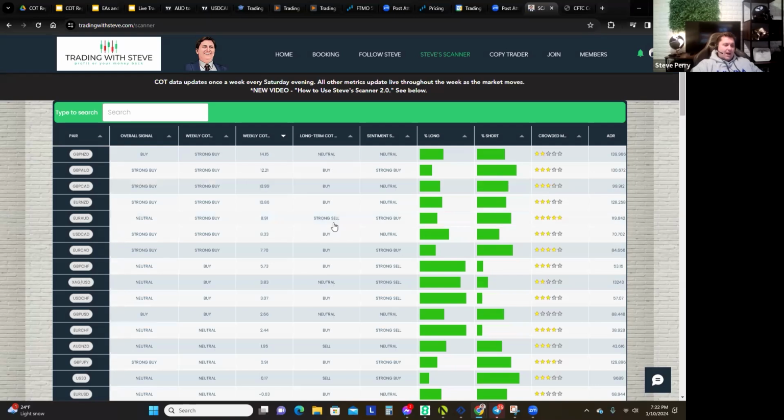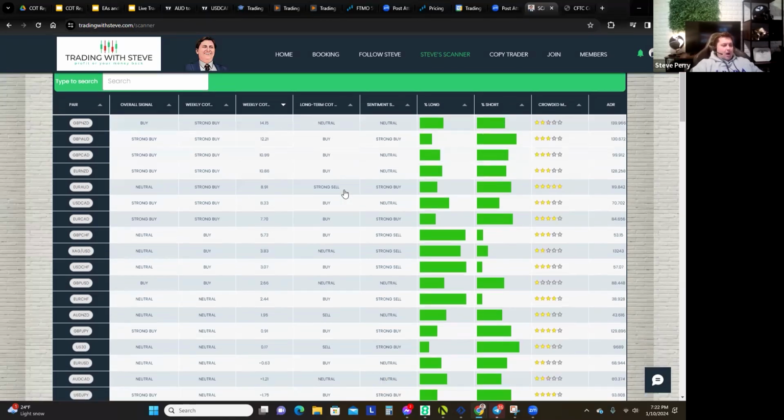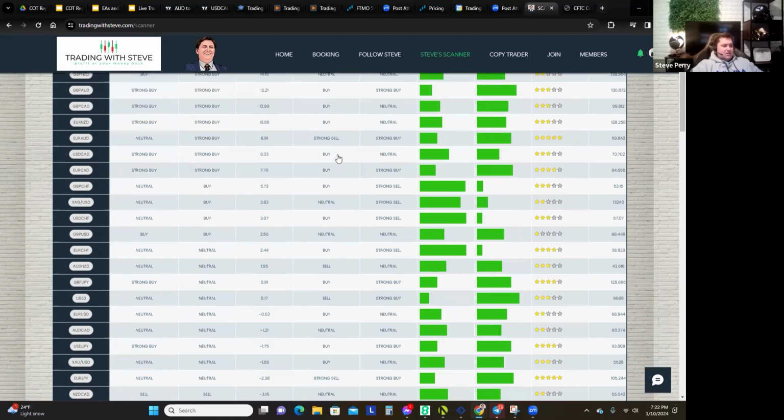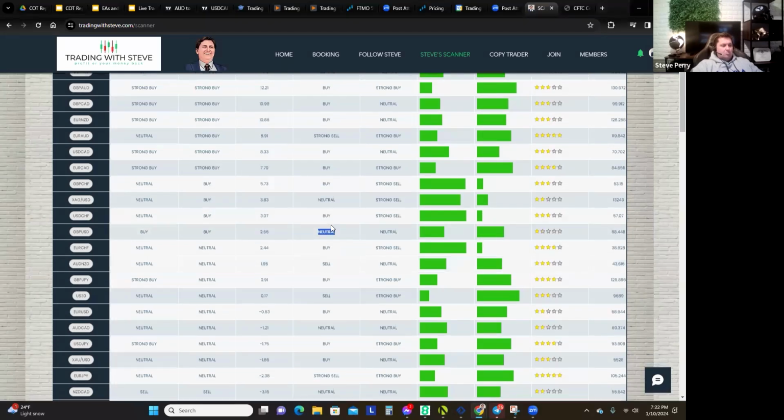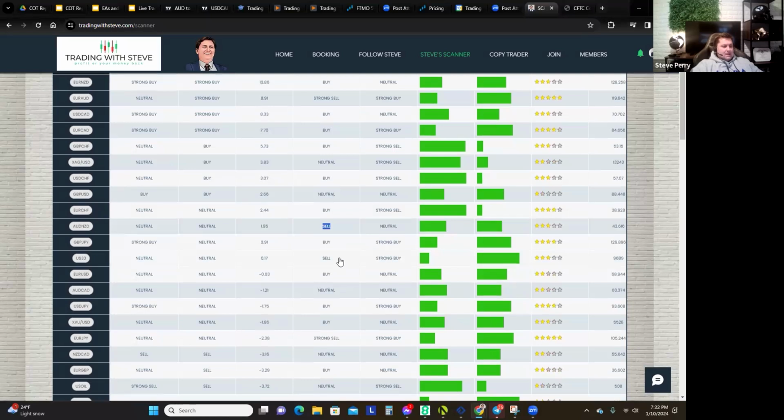So when they have a bias one direction, it's going to be a buy or a sell. If it's neutral, that means there's really just not a bank bias from the non-commercials. It just means we don't have a bias, right? When you look at some of these others, like USD CAD here, this is a buy. Here's another buy. Here's a buy, neutral, buy, and here's a sell, and so on.